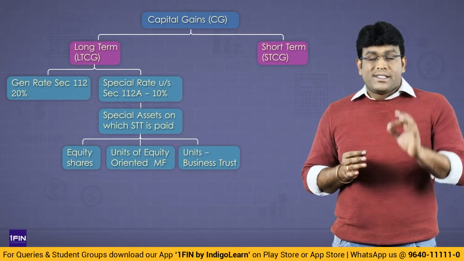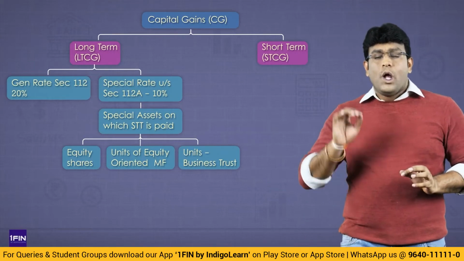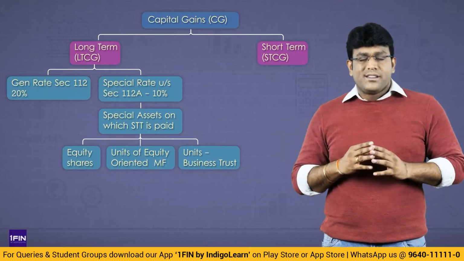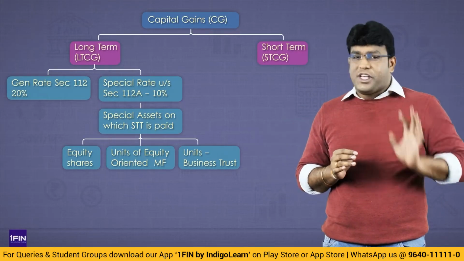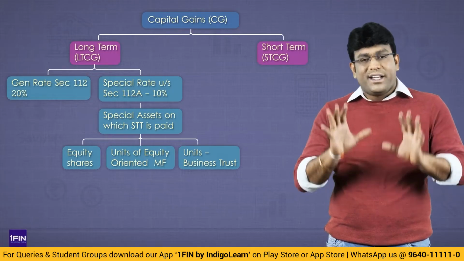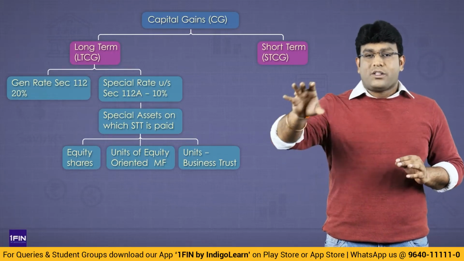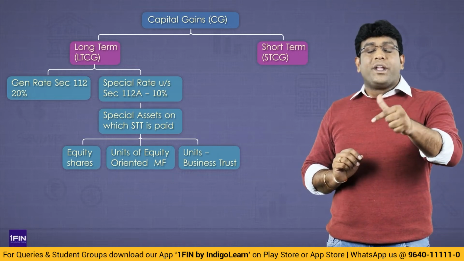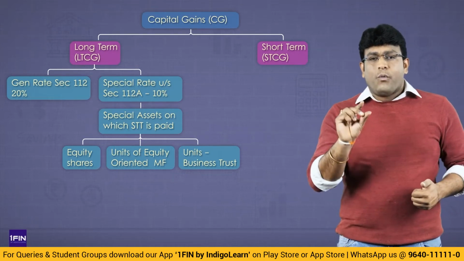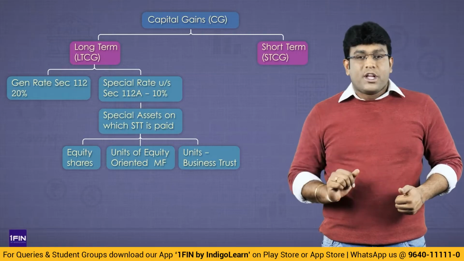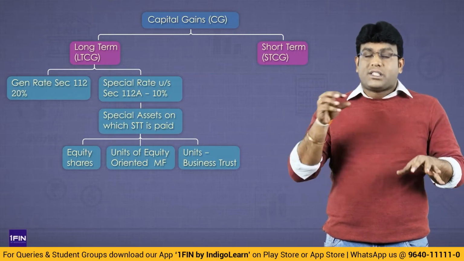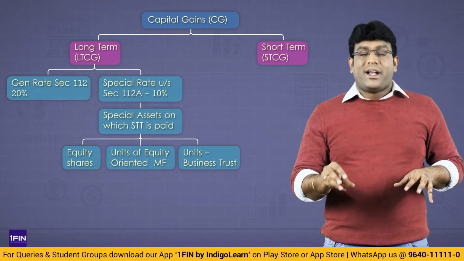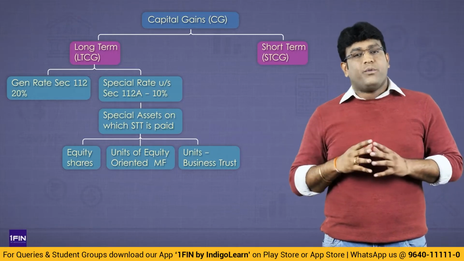So let me repeat section 112A, my dear friends. Long-term capital gains on sale of equity shares. We know what is equity shares, right? Yes. Long-term capital gains on sale of equity shares or units of equity-oriented mutual fund. Now, what is equity-oriented mutual fund? First of all, let us understand what is mutual fund. Then we will understand what is equity-oriented mutual fund.